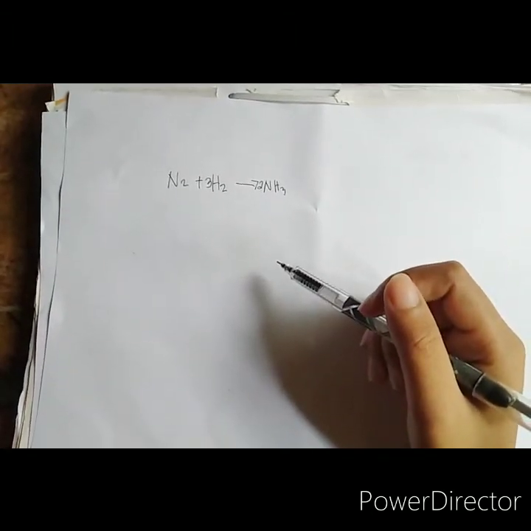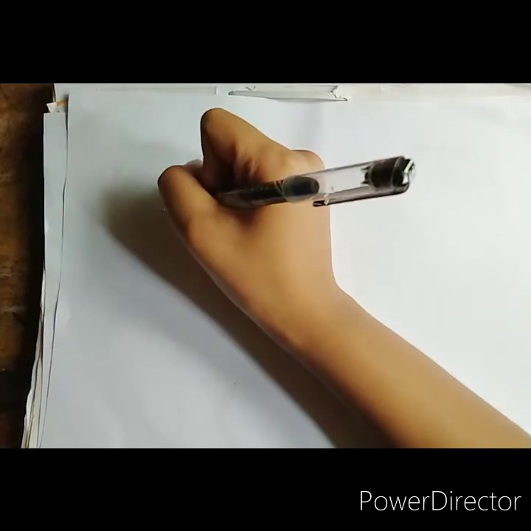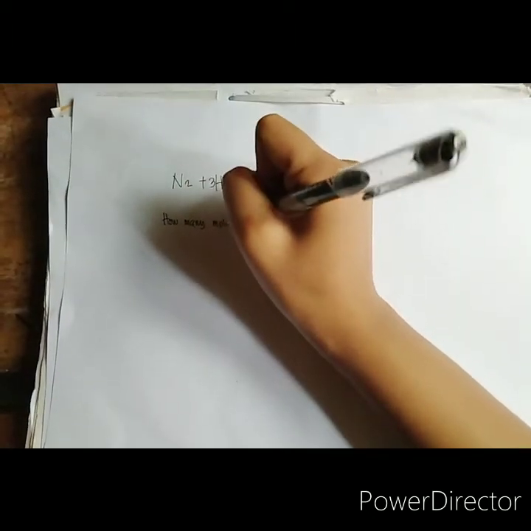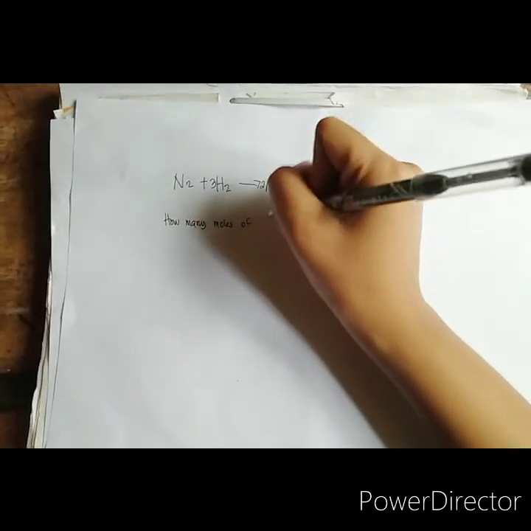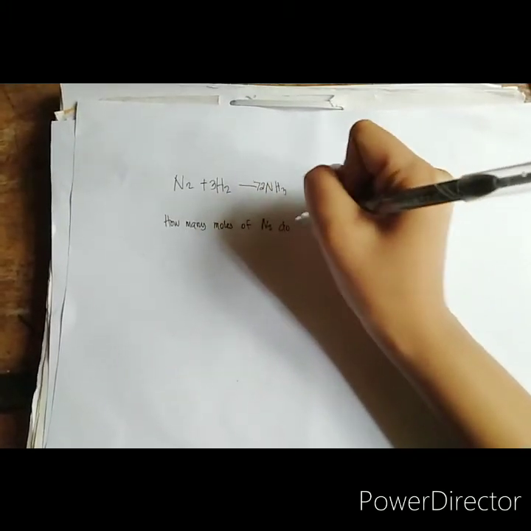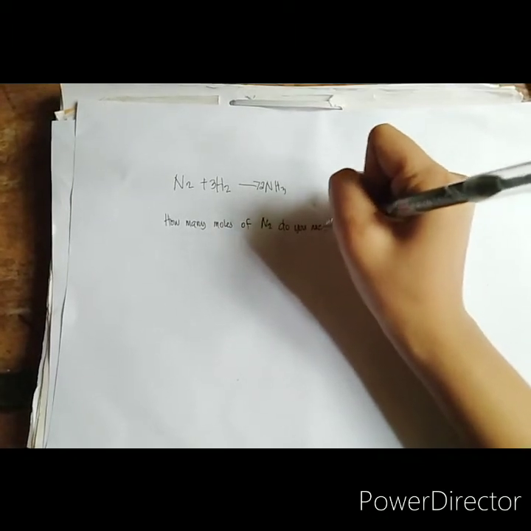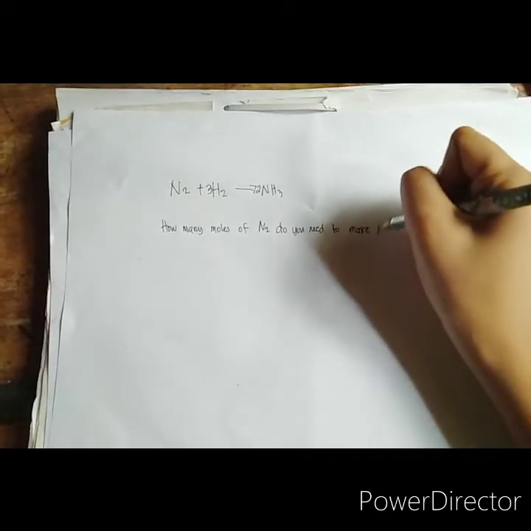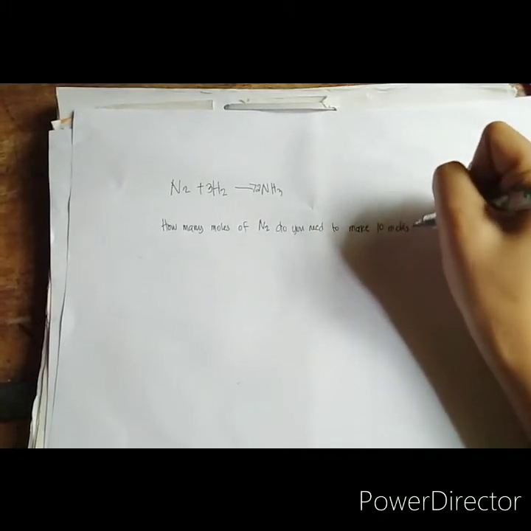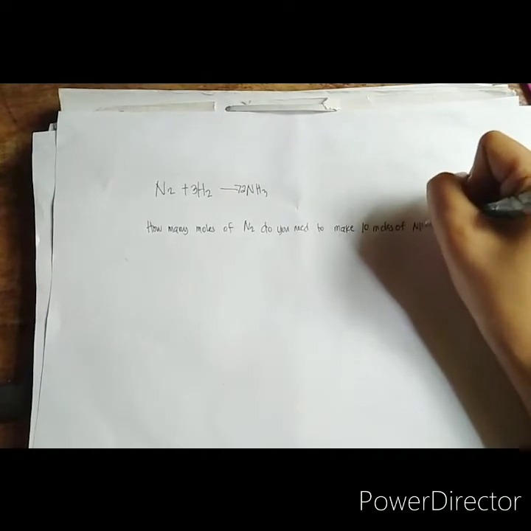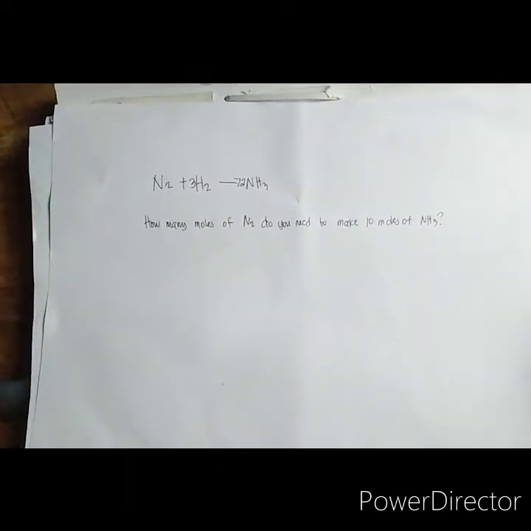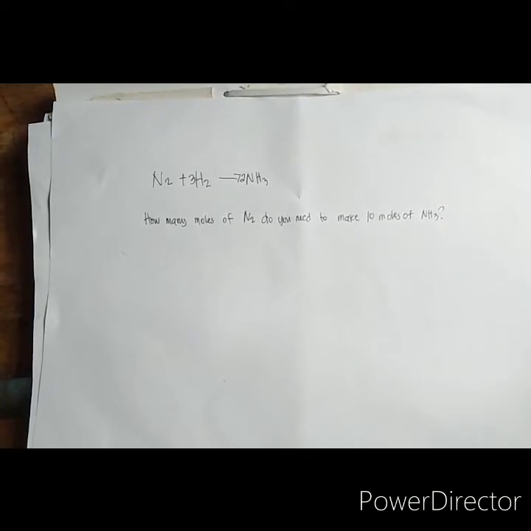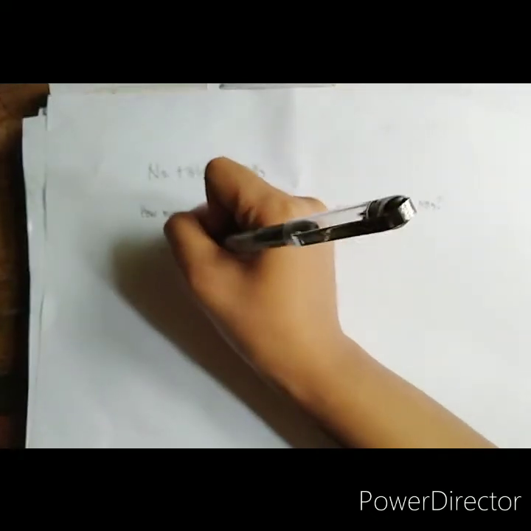Let's try a sample problem. How many moles of nitrogen do you need to make 10 moles of ammonia? First, we are going to write down the quantity that we know. 10 moles of ammonia.